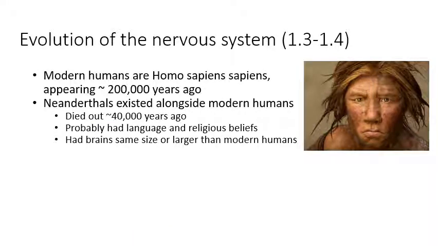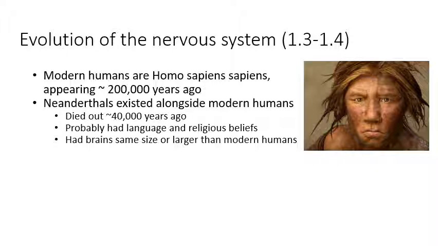Modern humans, us, were Homo sapiens sapiens, appearing 200,000 years ago, which is relatively young in terms of the scale of how long animals and living organisms have been around. Neanderthals existed alongside modern humans and died out probably only 40,000 years ago. So there was quite a bit of time that Neanderthals and modern humans were existing side by side.